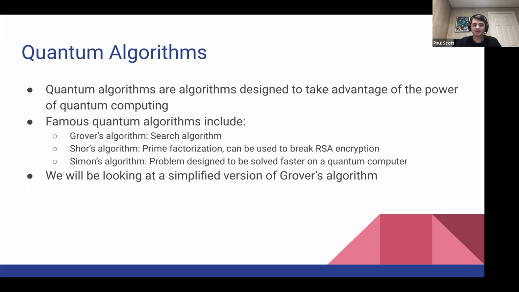We will be discussing Grover's algorithm, which is a quantum search algorithm. A few others, if you want to look them up on your own time, are Shor's algorithm, which I mentioned earlier. That is an algorithm for finding the prime factors of a really large number, which is what you need in order to break RSA encryption. And then finally, Simon's algorithm, which if you take a quantum computing class, you'll likely learn about. It's a problem that was designed specifically to show that quantum computers could solve certain problems faster.